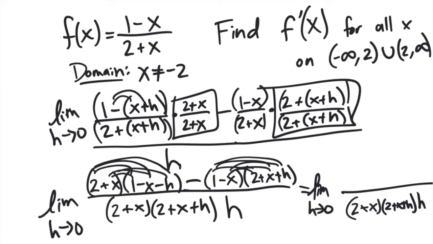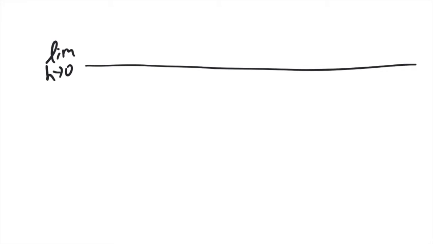Now, that being said, I need to move to another whiteboard so I have enough space for this. So here's what that's going to look like. The limit as h goes to 0, again on the bottom, we're going to go ahead and just leave it as 2 plus x times 2 plus x plus h, all times h. Now on the top, if you've expanded everything correctly, you have a binomial times a trinomial in 2 different places. Here's what you should end up getting from that.